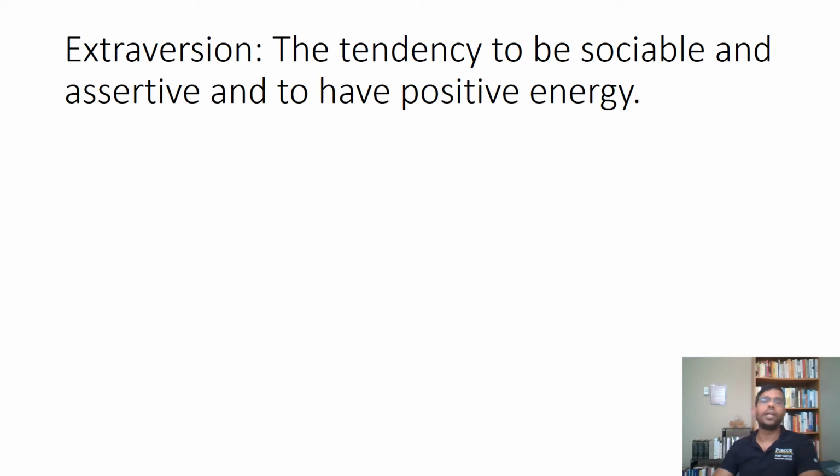The next personality dimension would be extroversion, which is the tendency to be sociable, assertive, and to have positive energy. People who are high on this dimension tend to be called extroverts. Those who are low on this dimension tend to be called introverts. People who are high on this dimension tend to be social individuals. They like interacting with people. They also tend to be more assertive, especially verbally. They don't hesitate to express whatever it is they are interested in. And these individuals tend to have a lot of positive energy as well, meaning that they have a tendency to experience positive emotions.